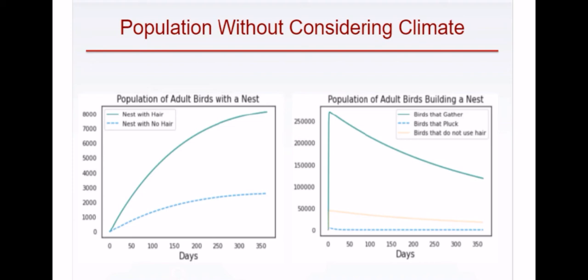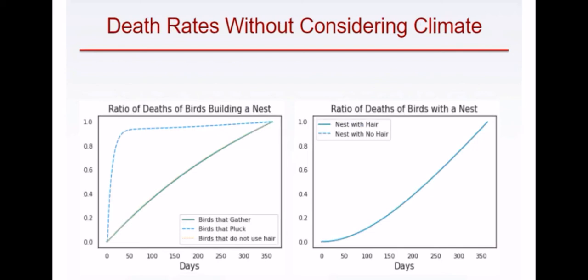When interpreting these graphs, we must keep in mind that 2% of the total population plucks hair off animals, 84% of the population gathers hair, and 14% have no hair in the nest.